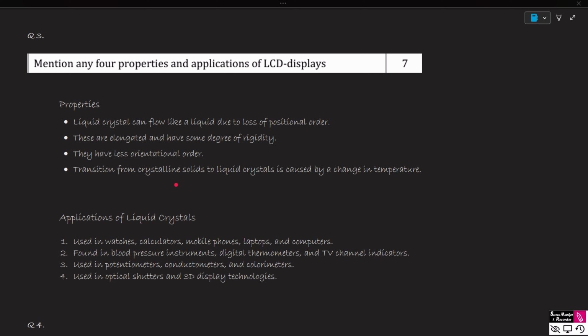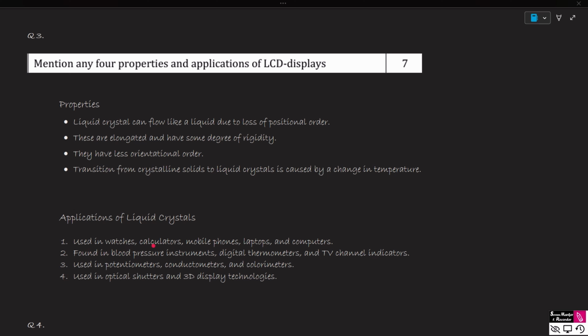Transition from crystal solids to liquid crystals is caused due to change in temperature. Now, the applications where liquid crystals are used. We are using LCD displays in our daily life.